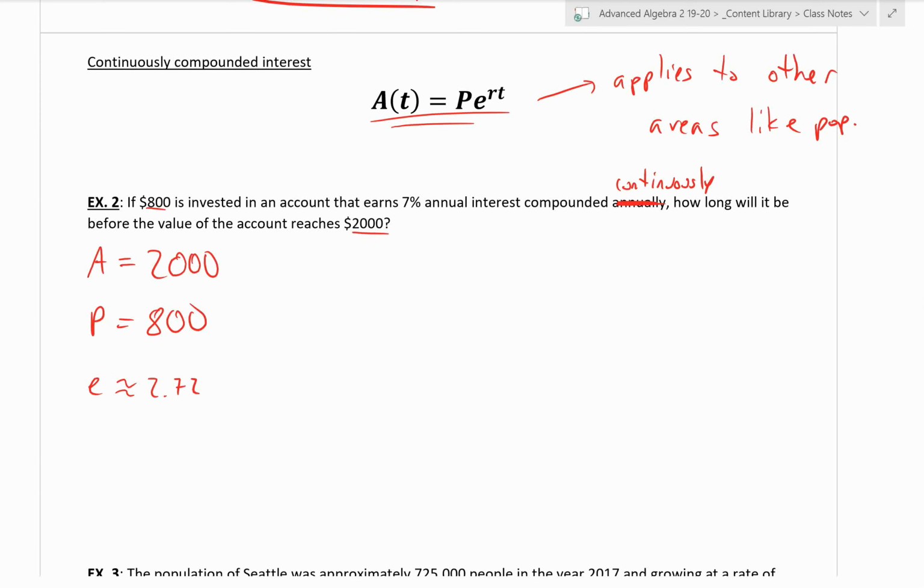So we have that constant growth factor here coming from Euler's number. And then our growth rate is 7% annual interest, so we express that as a decimal, 0.07. Then we plug it into our formula here. But t is the thing that we don't know, right? That's what we're trying to figure out. We want to know how long it will take for this to happen.